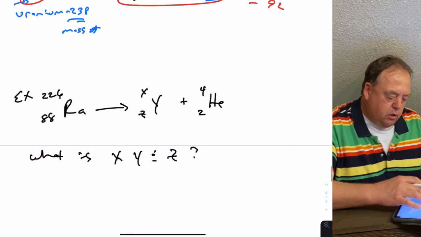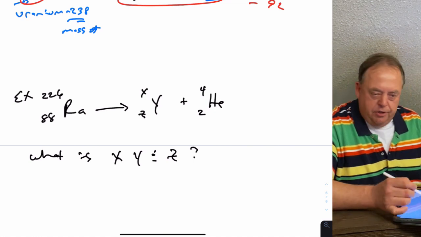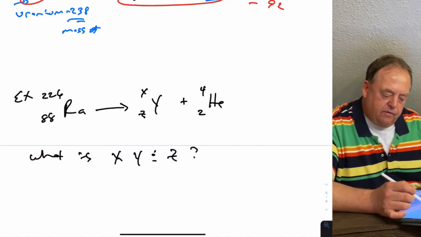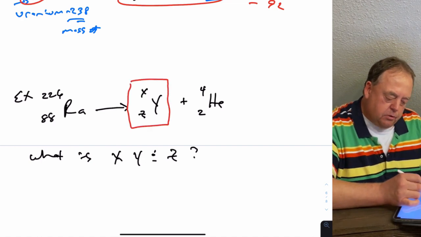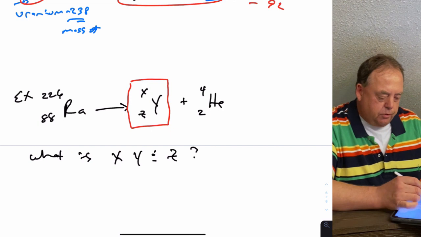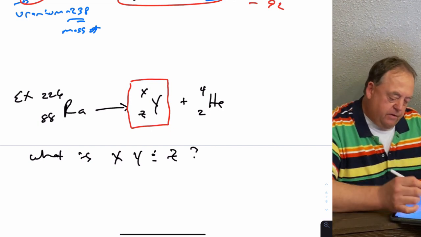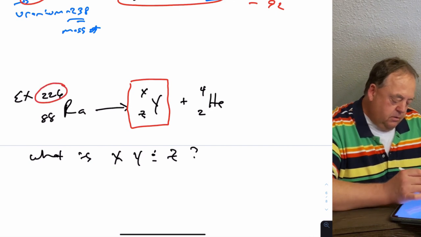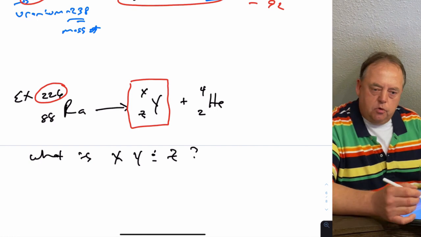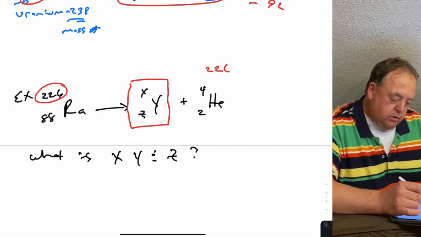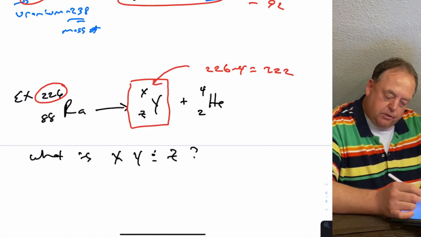So if you're given a nuclear reaction like this, for example, Ra-226, it decomposes by alpha emission, so it gives off an alpha particle as well. So what is it that it decomposes to? What is the superscript, what is the subscript, and what is the element symbol Y? Well, how do you figure that out? You start with a mass number of 226, so you have to end with a total mass number of 226 on the right. So 226 minus 4 equals 222. So whatever x is, it must be 222.